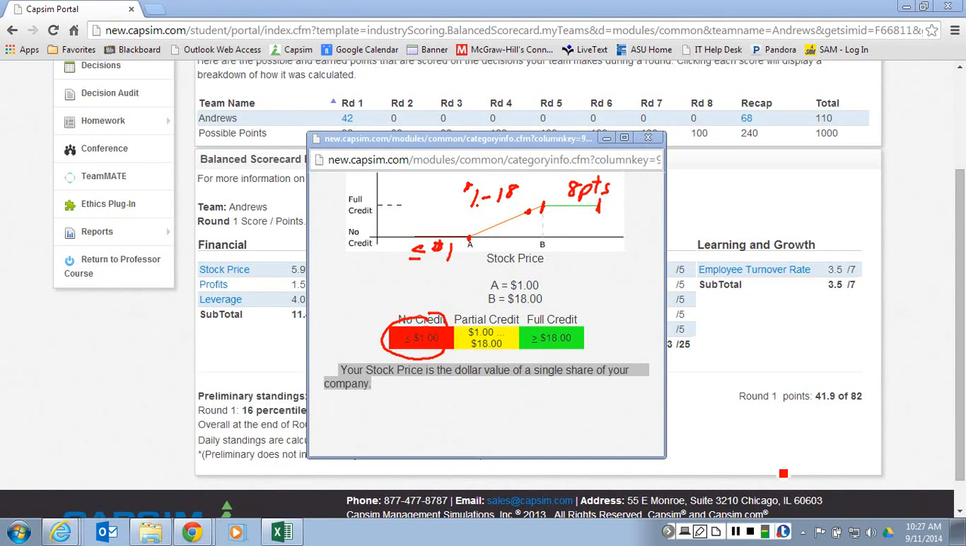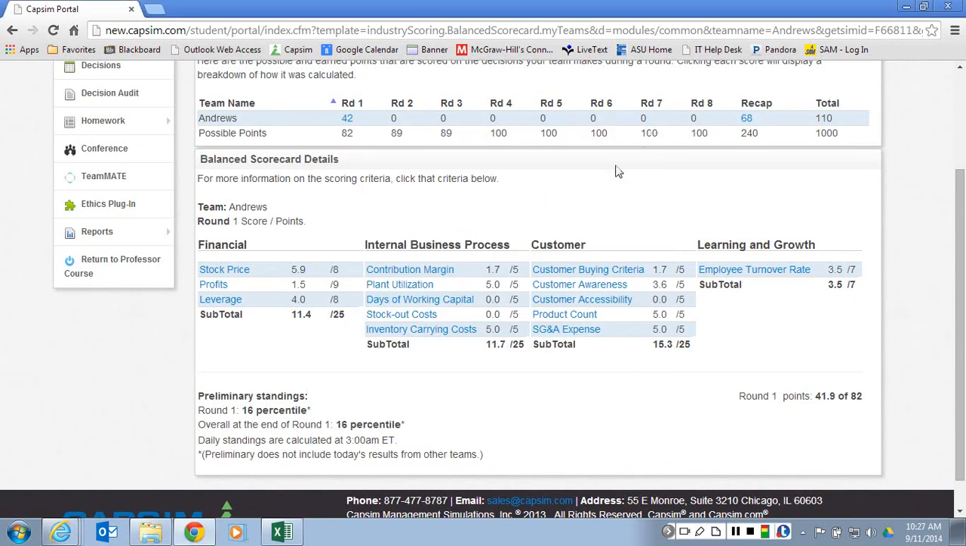That's how you analyze your points. Then what you need to do is go back to the other teams, look at the fast track report, and see what their stock price was. If mine's one of the highest, then I got 5.9 and nobody else did. If I'm the lowest, then everybody else got more than me. So 5.9 can be either good or bad relative to what the other teams are doing. And you can do this for each one of them.